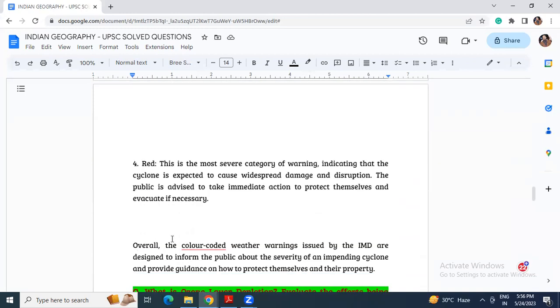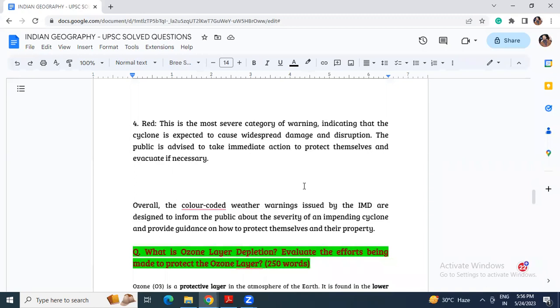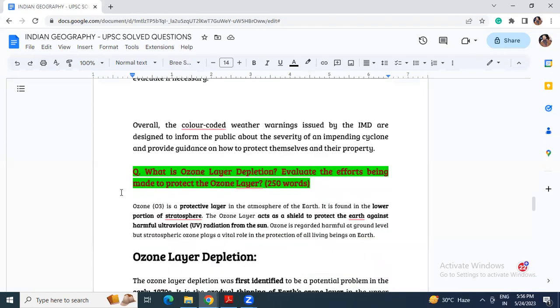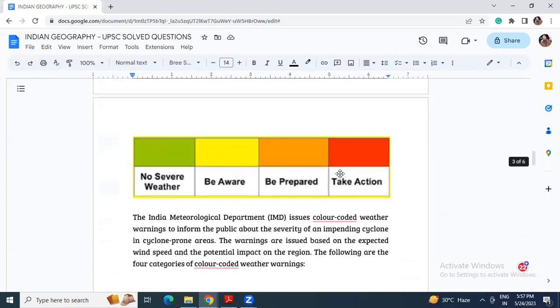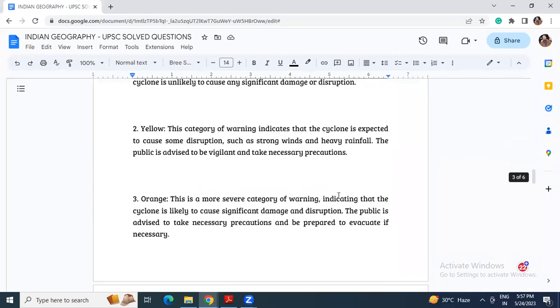Then red: this is the most severe category of warning, indicating that the cyclone is expected to cause widespread damage and disruption. The public is advised to take immediate action to protect themselves and evacuate if necessary. So overall, the color-coded weather warnings issued by the IMD are designed to inform the public about the severity of an impending cyclone and provide guidelines on how to protect themselves and their property. This question was asked in UPSC 2022.